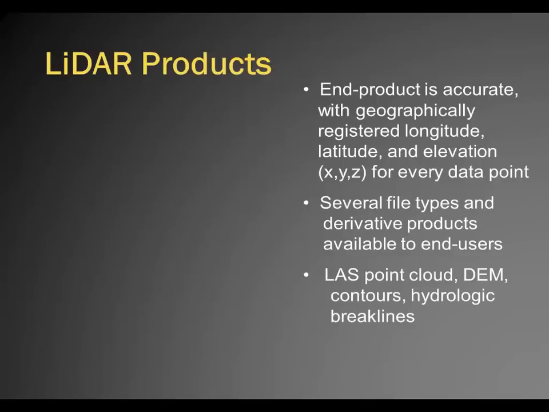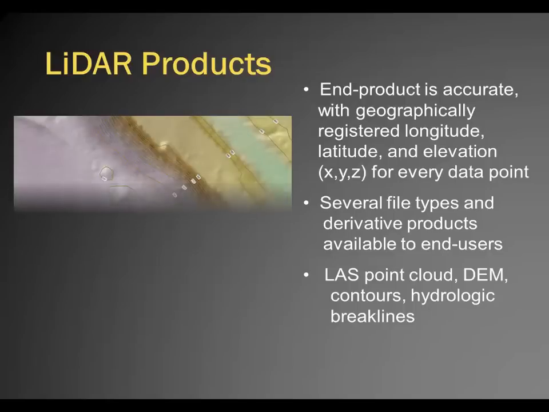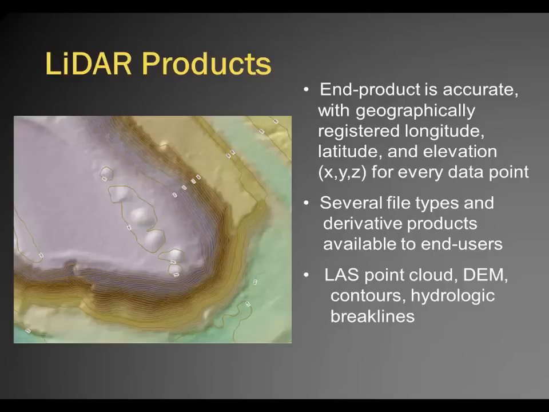Now the end product is a very accurate registered X, Y and elevation for each data point. So every meter we know how high it is above that reference surface, whether it's hitting a building, a tree, or the bare ground. And there are several different products derived from this laser point cloud and provided with this service. One of which is the DEM. Others are contours and hydrological break lines that help us process these more accurately. Now, this is an example of the very detailed contours that can be produced from this 1 meter base product.